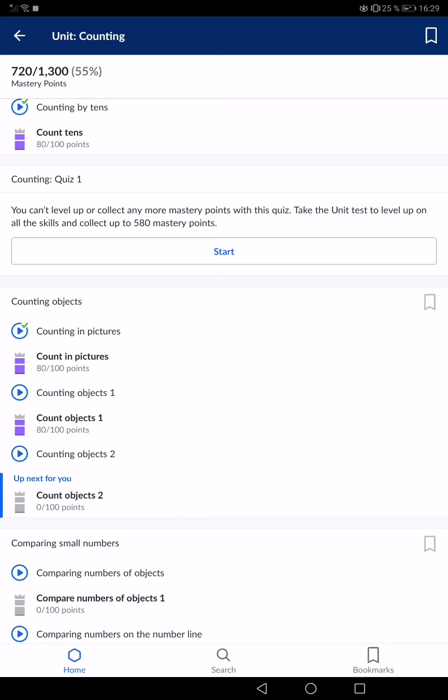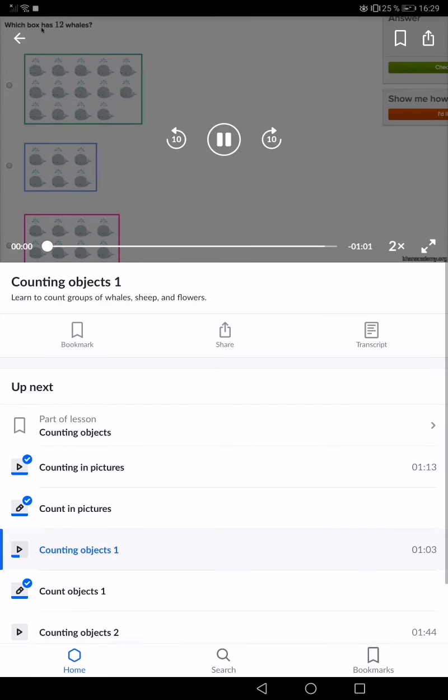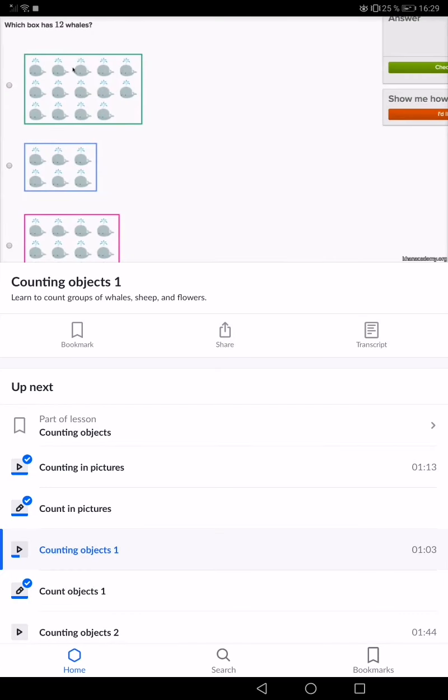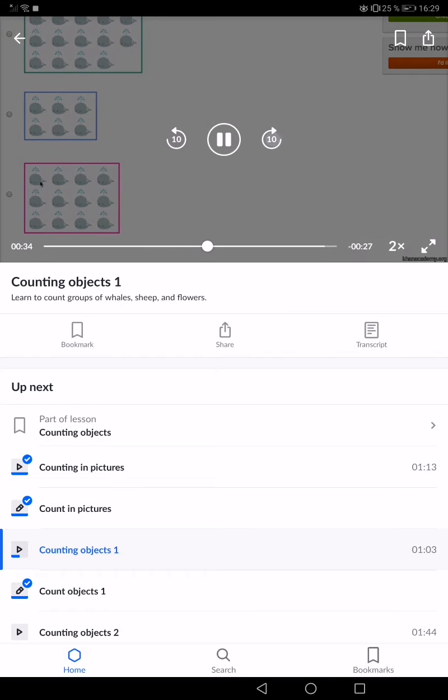Oh wait, I have skipped the video, I must watch it. Which box has 12 whales? Alright, so this green box here, let's see, it has 1, 2, 3, 4, 5, 6, 7, 8, 9, 10, 11, 12, 13, 14. Well, that's not 12 whales. This one right over here has 1, 2, 3, 4, 5, 6 whales, so that's not 12. So it's gotta be this one, but let's just make sure. Oh my god.